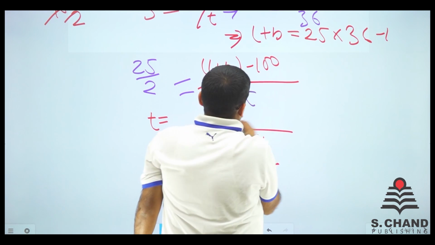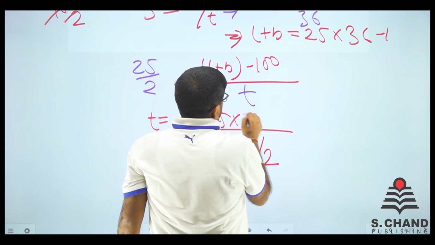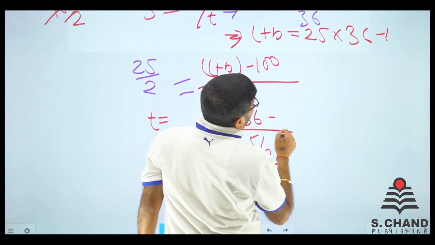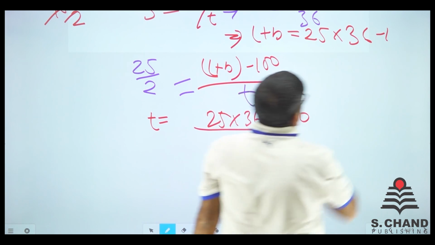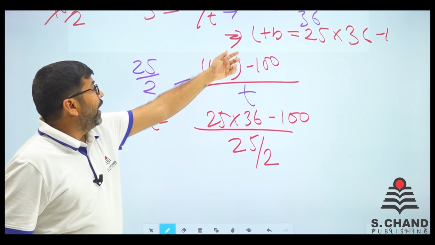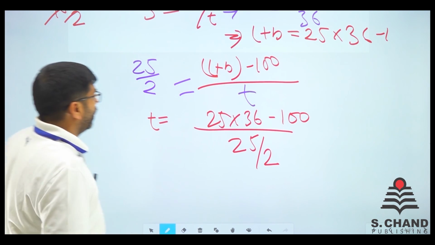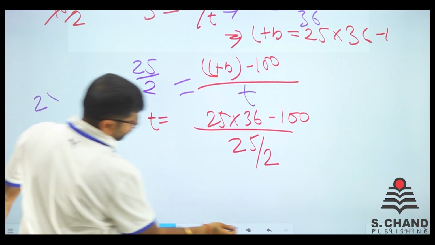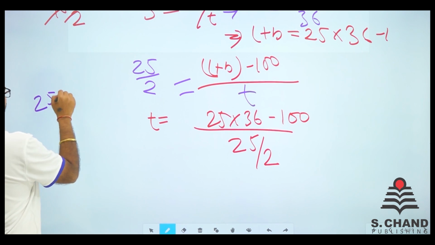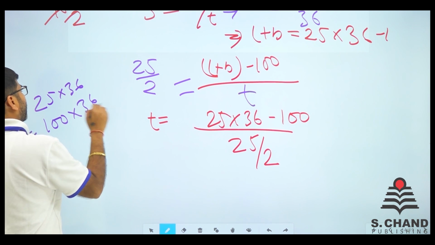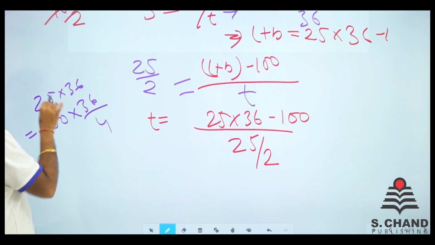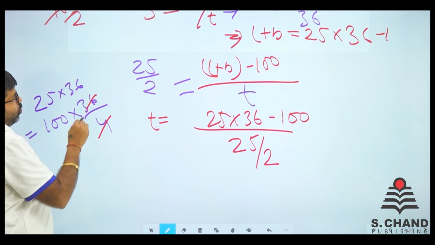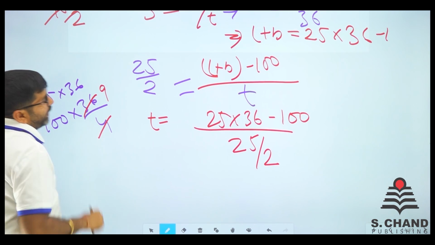L plus B is 25 into 36, minus 100, right? This is the first equation. L plus B is 25 into 36. Do one thing: 100 into 36 by 4. Why 4? Because 25 is 100 by 4. So 36 by 4 is 9. So that is 900.